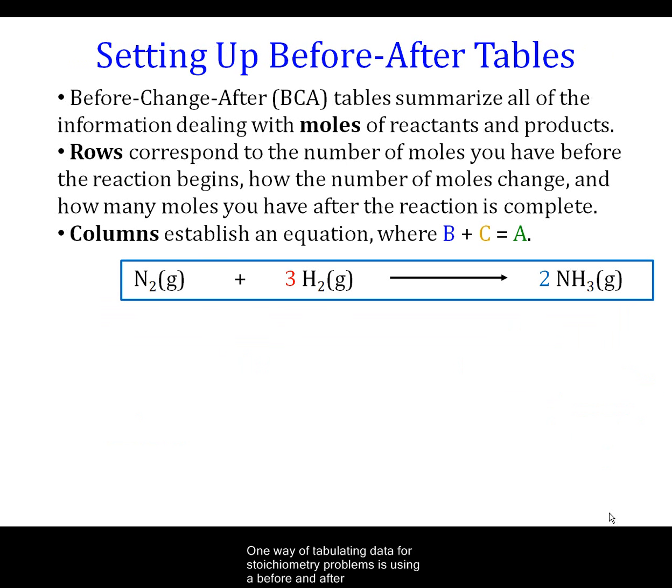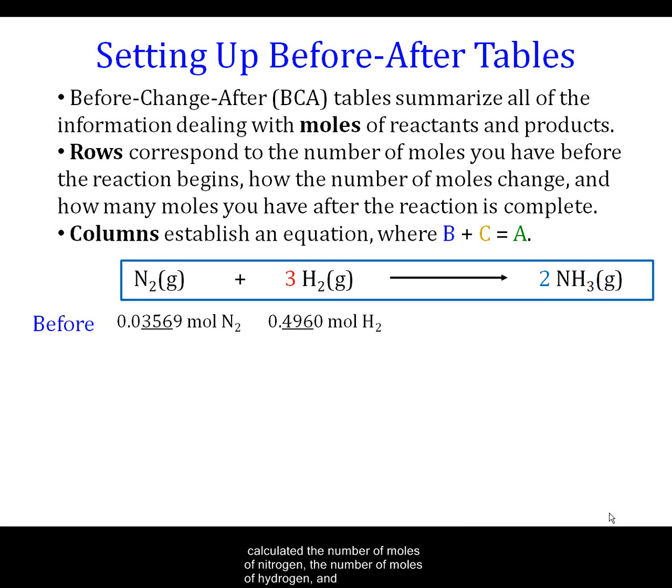One way of tabulating data for stoichiometry problems is using a before and after table, which requires that you convert all of your measurements to moles of compound. The top row in the table corresponds to the amounts in moles of each reactant and product before the reaction begins. From the previous problem, we calculated the number of moles of nitrogen, the number of moles of hydrogen, and finally, since the reaction hasn't begun yet, there should be 0 moles of product.